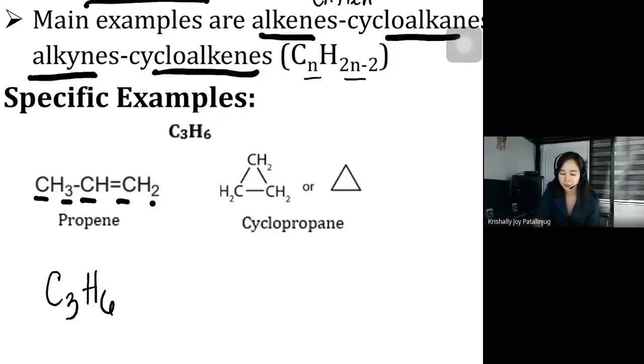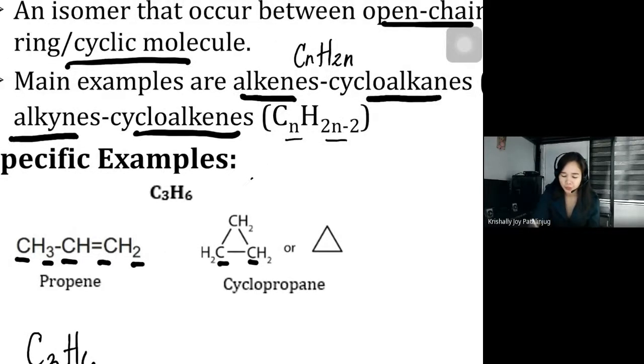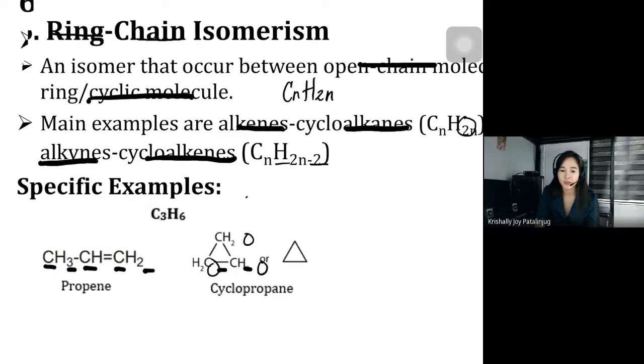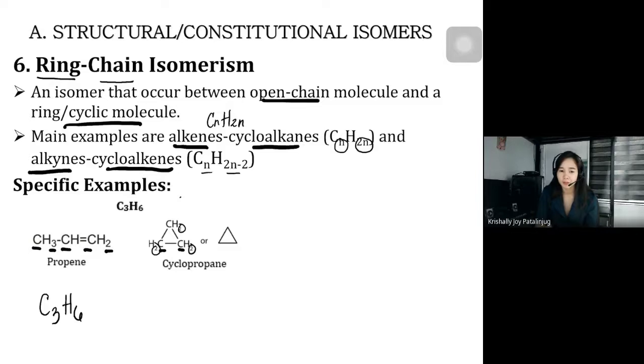What about cyclopropane? Cyclopropane, obviously, has 3 corners. So, 3 carbons. What about the hydrogen? 2, 2, 4, 6. So, C3H6, same formula. But try to look at the arrangement of their atoms. One is cyclic, the other is open chain with a double bond. So, different structure. That is ring-chain isomerism.